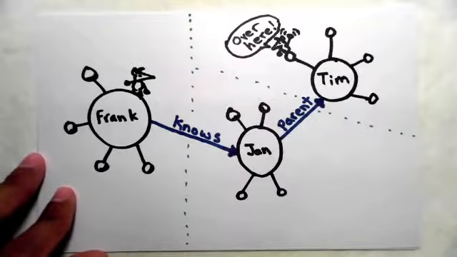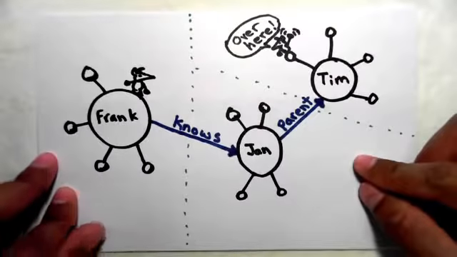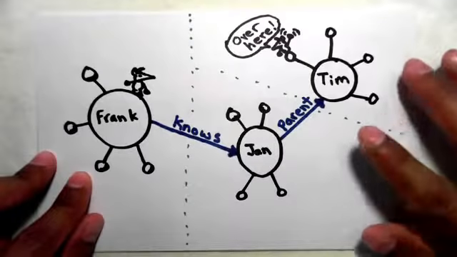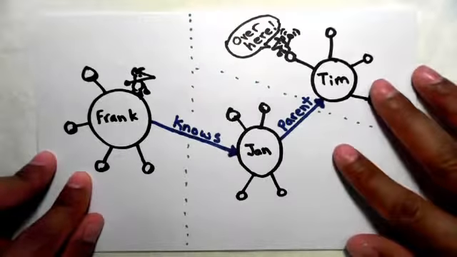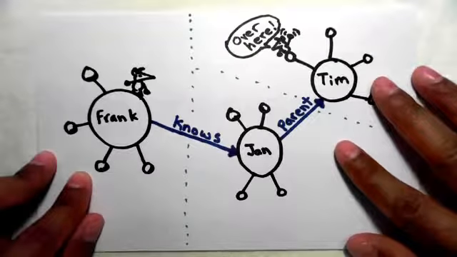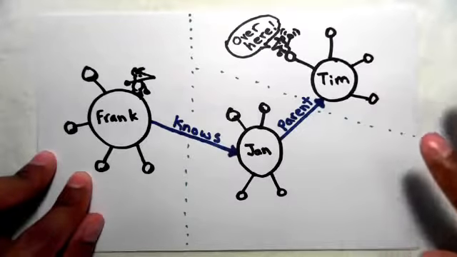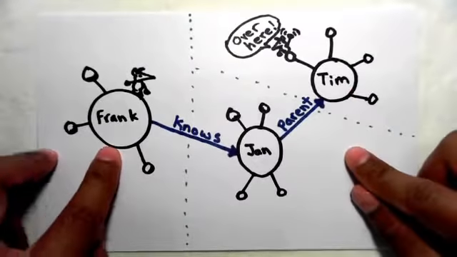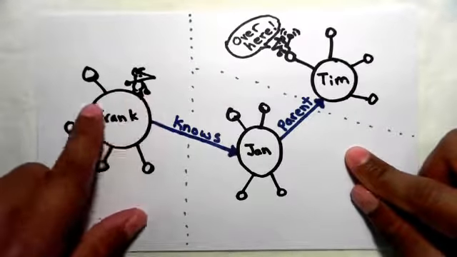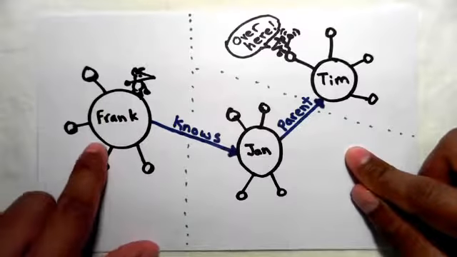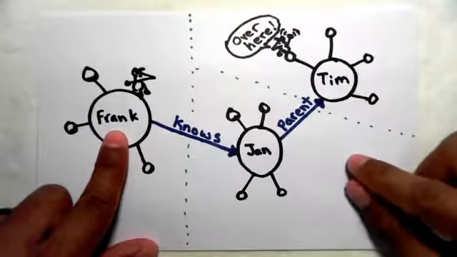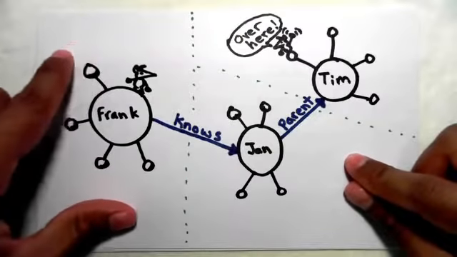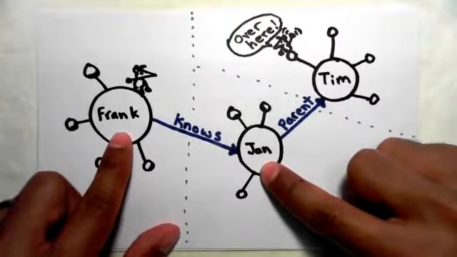Another way of representing this information is not necessarily an Excel spreadsheet, but this structure called a graph. Google has their knowledge graph, and Facebook has their open graph, but at the most fundamental level, they're the same thing. It's a graph of information where each node is a subject, something that you're talking about, like Frank or Jan or Tim. Each subject has information hanging off of it, and each subject can also be related to one another.